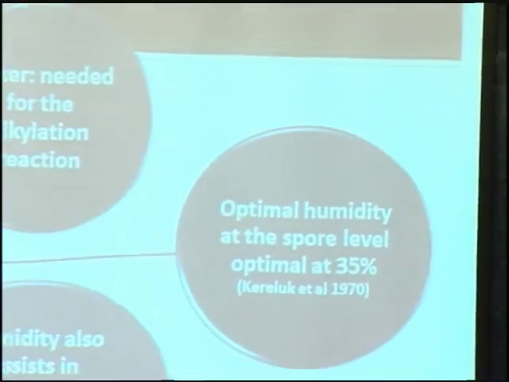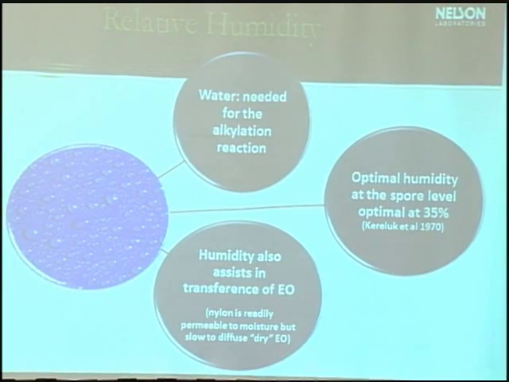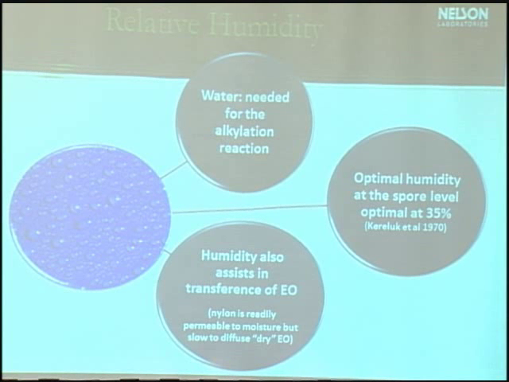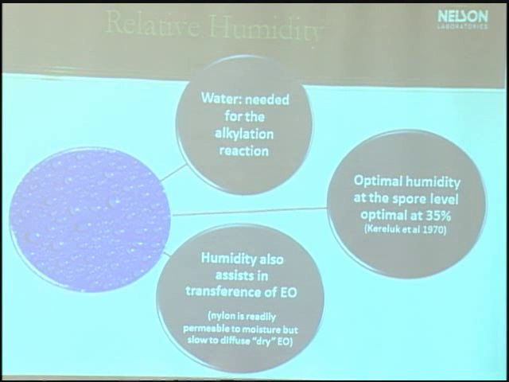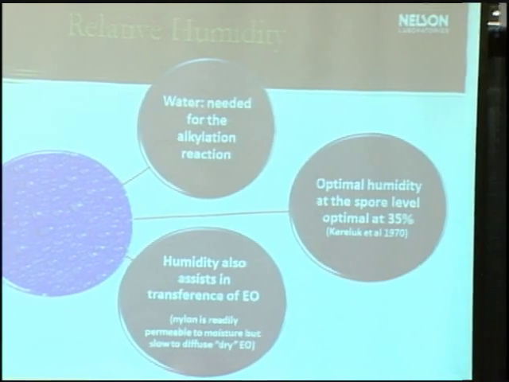The optimum humidity level is typically 35% at the spore level, but you'll see most industrial sterilization cycles be around 65 to 70% relative humidity. That's pretty standard. It's also going to help transfer, like we mentioned, it helps transfer the EO through different materials. If you look at something like nylon, if you have dry ethylene oxide, it's not going to penetrate very readily, but if you add moisture, then it'll readily penetrate through nylon. So the moisture is definitely critical, which sometimes presents a challenge if you have absorbable sutures or other things that are moisture sensitive, but it works real well that way.